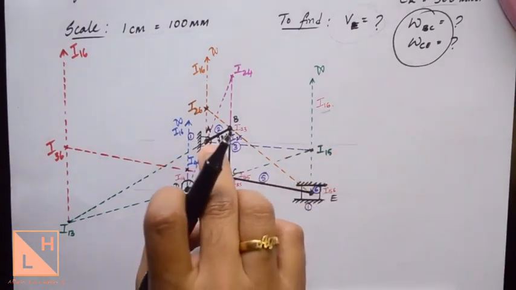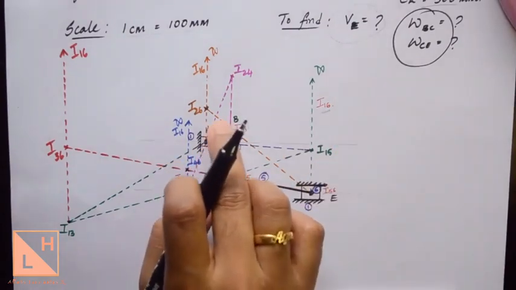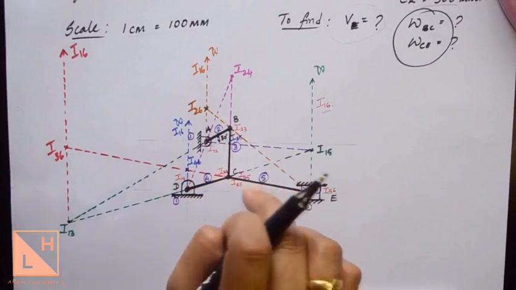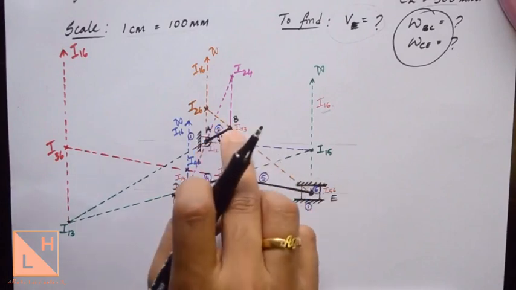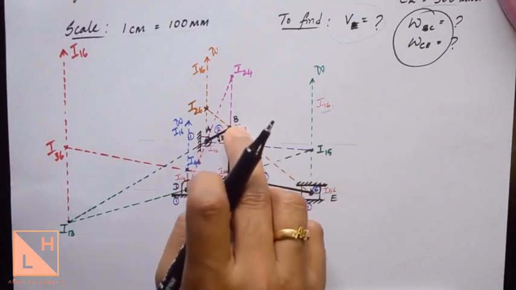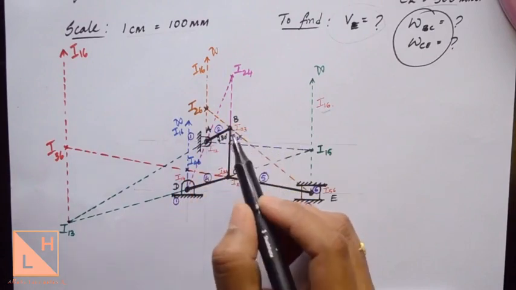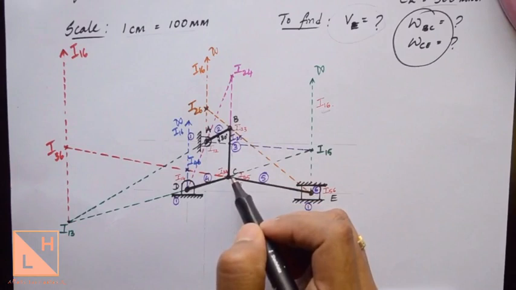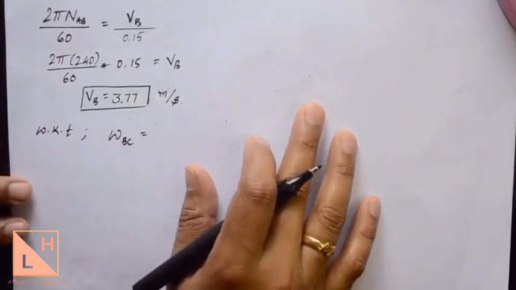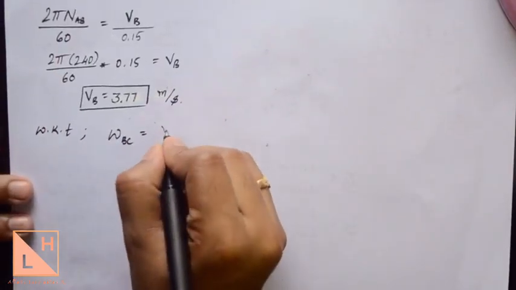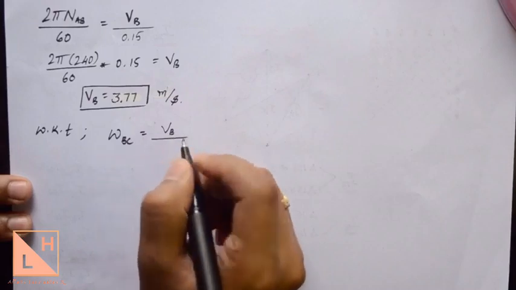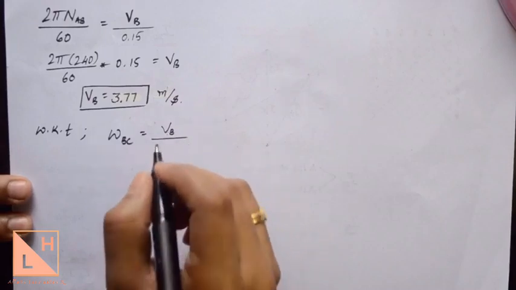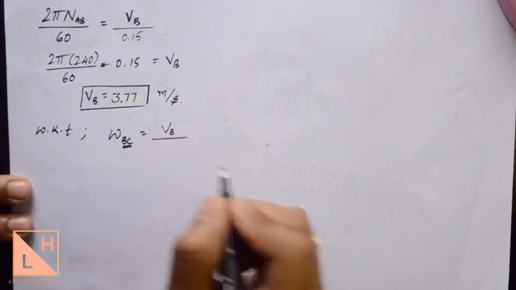So the data given here is with respect to the crank. You go on finding it by connecting link to link. So the first link is done. We have found out the velocity at point B. Now we'll write a relation of velocity at point B with respect to velocity at point C. Omega BC should be equal to the velocity of point B divided by the distance of point B to the center of rotation of the link BC.